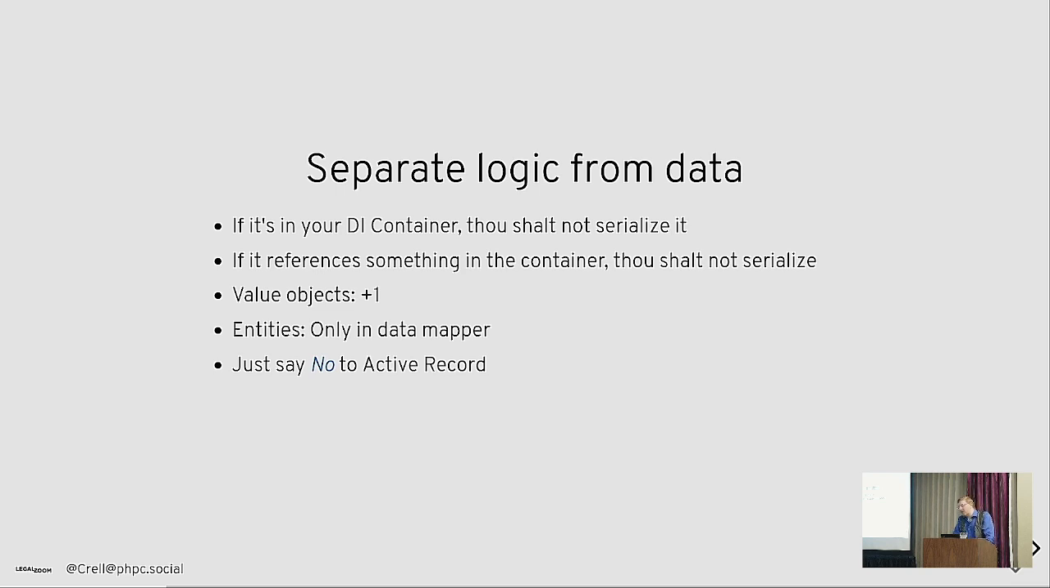I know a lot of you use frameworks that are built on active record. This is one of the reasons why you should not be using active record. And note that this applies to all serialization formats. This is true for PHP's built-in serialization, as well as any other format you're going to serialize to. So JSON, YAML, XML, TOML, whatever.